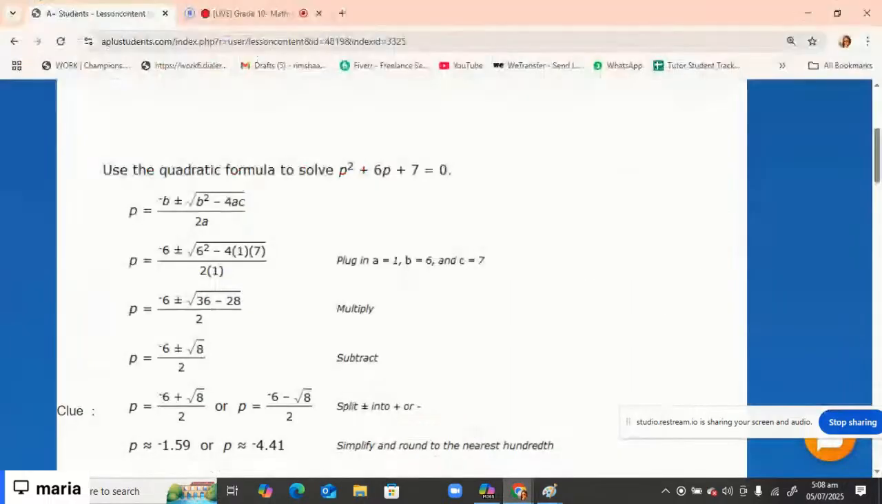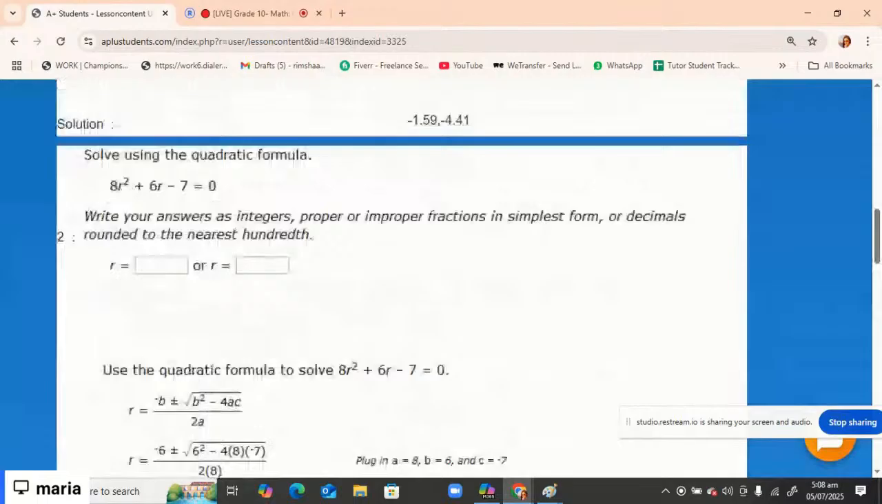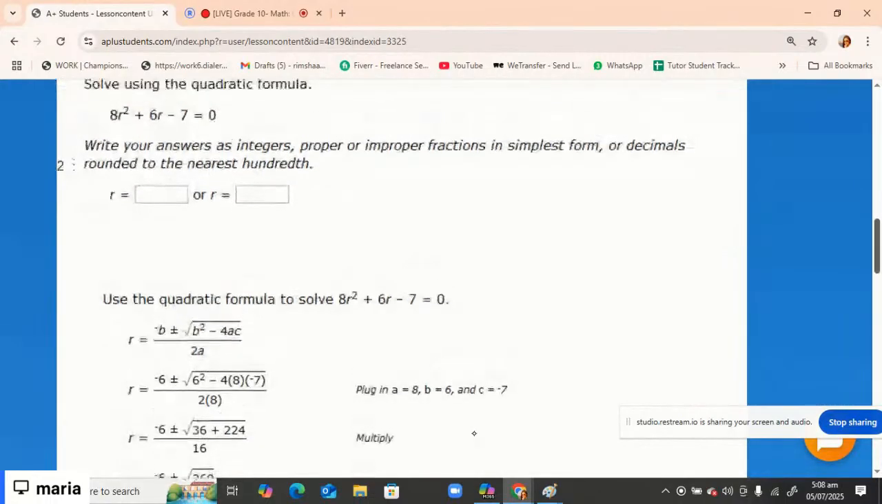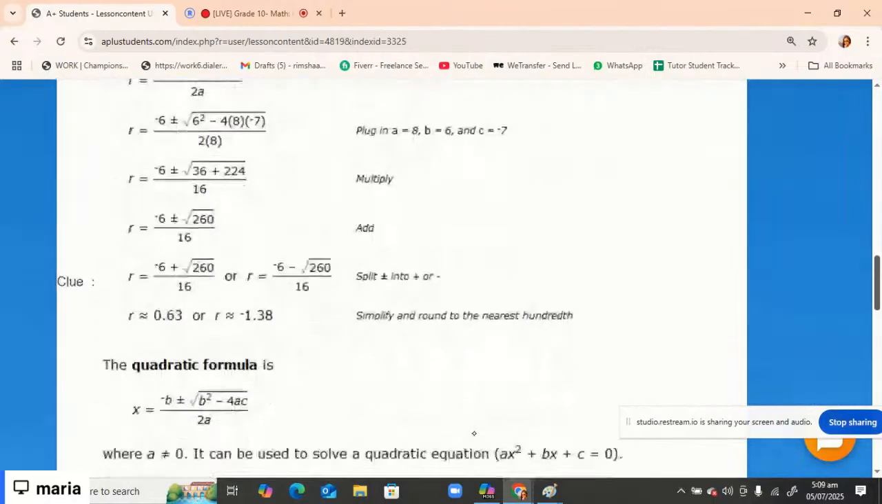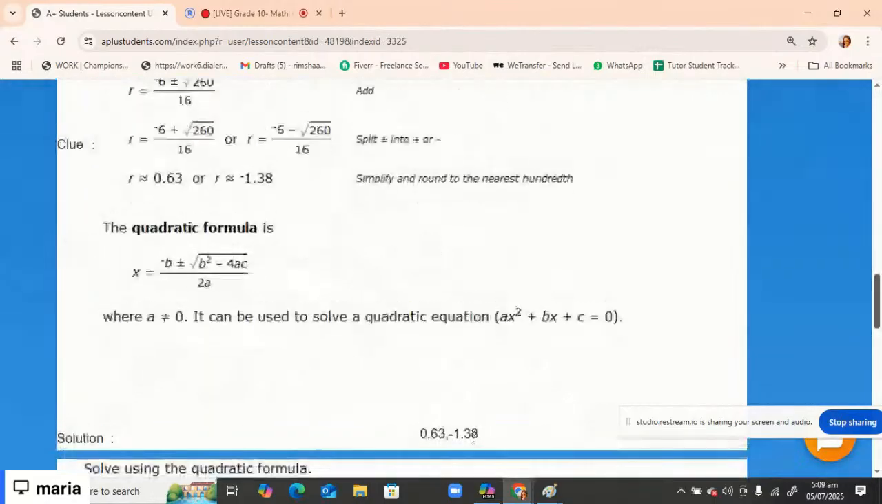Okay, this is the way that we solve it. Let's do one more question. So here we're going to solve this question: 8r square plus 6r minus 7, and then we are going to solve it. Okay, let's do it.